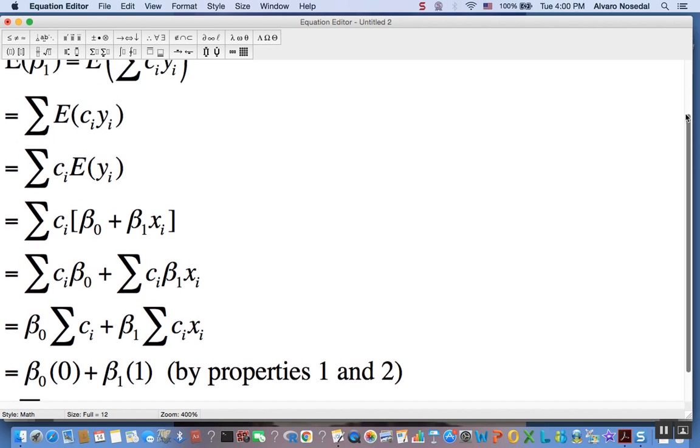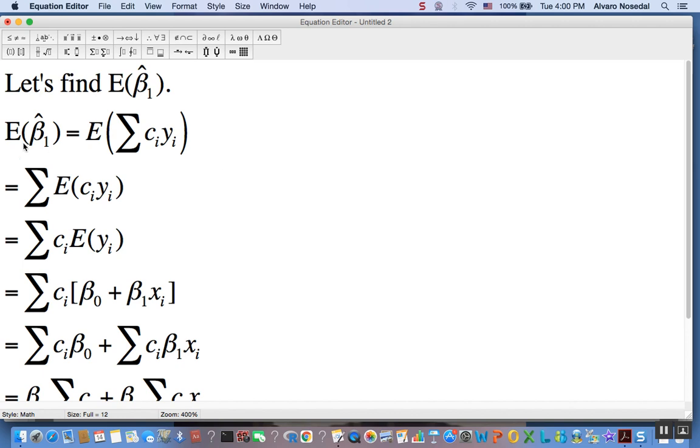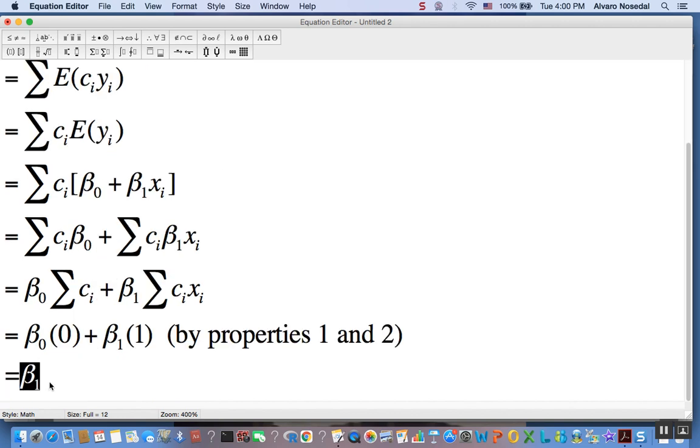So bottom line, the expected value of beta 1 hat equals beta 1. So the expected value of our estimator is the true parameter. That has a fancy name, remember? From statistics 260, when that happened, what we said was beta 1 hat is an unbiased estimator of beta 1. Make sense? Okay. Good, good, good.